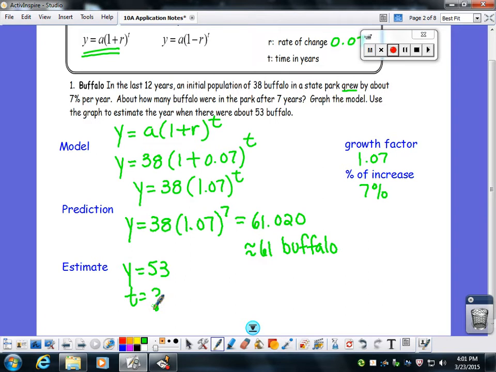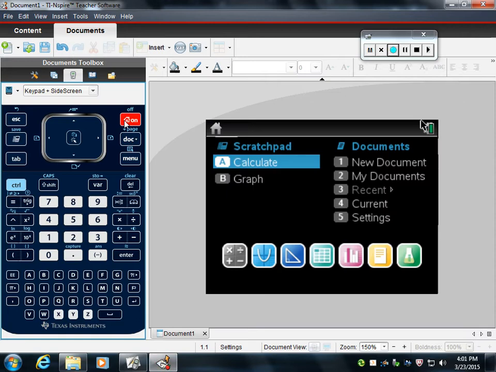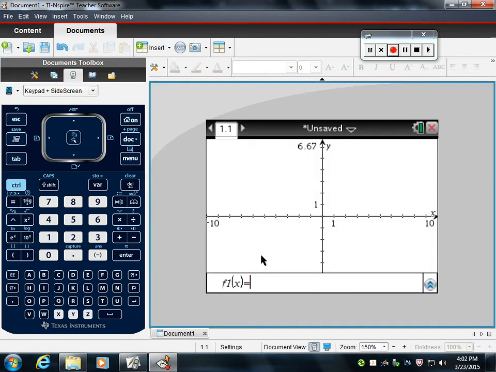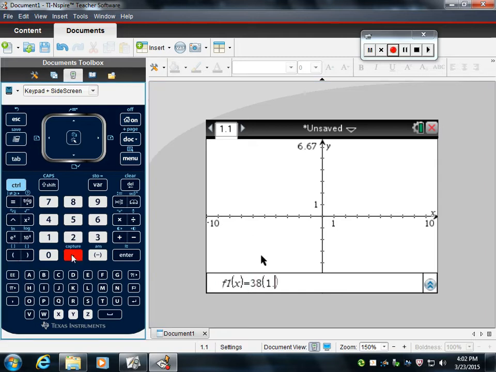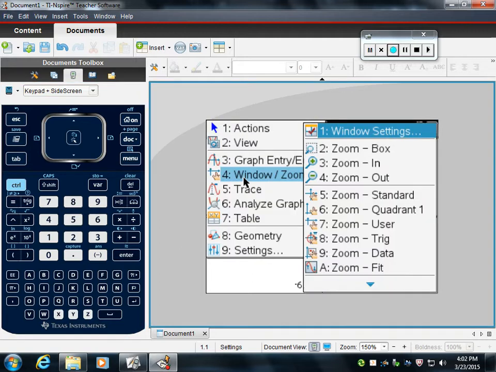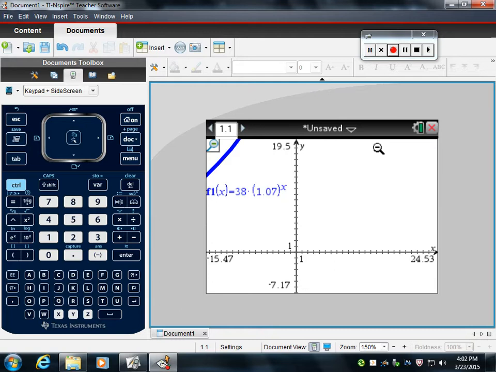So on your calculator, you want to graph our original model. Now instead of a t, we're going to put an x. So we're going to have 38 times 1.07 to the x power. All right, hit enter. Remember, we're going to have to zoom out. All right, we want it to graph also y equals 53. So we're going to hit tab and type in 53 and also hit enter. All right, so we're going to need to zoom out so we can see both of our graphs. So let's go to menu, window, zoom out, and we're going to zoom over here until we see where they intersect.